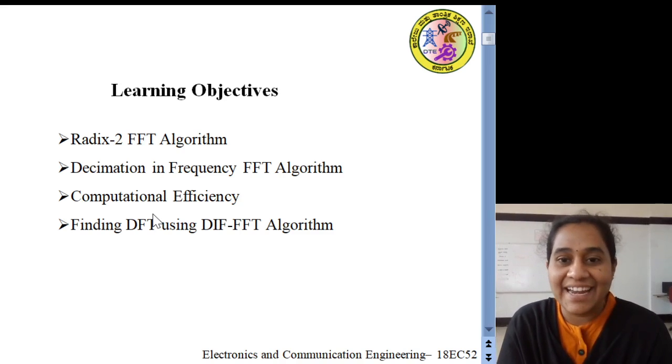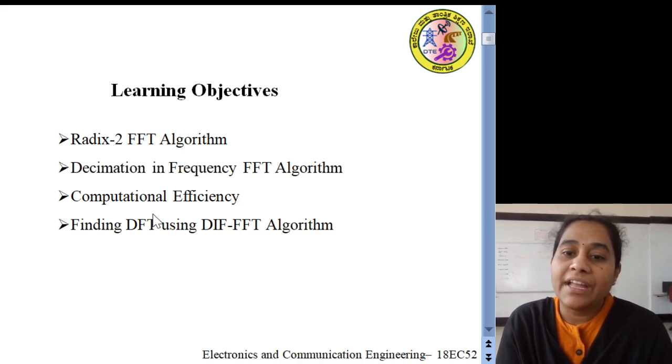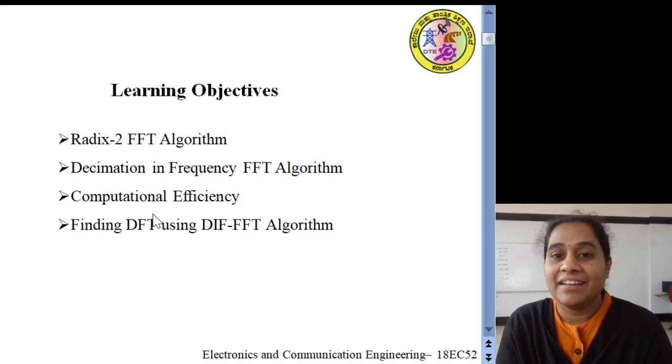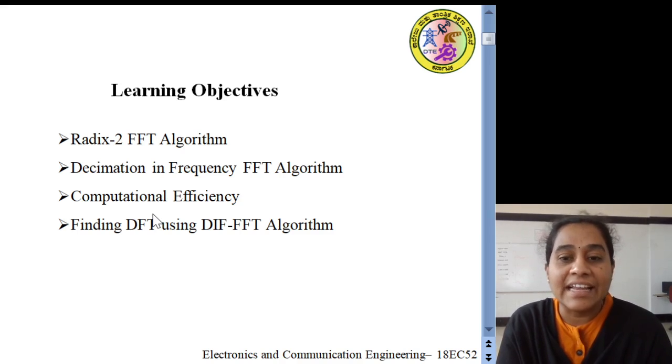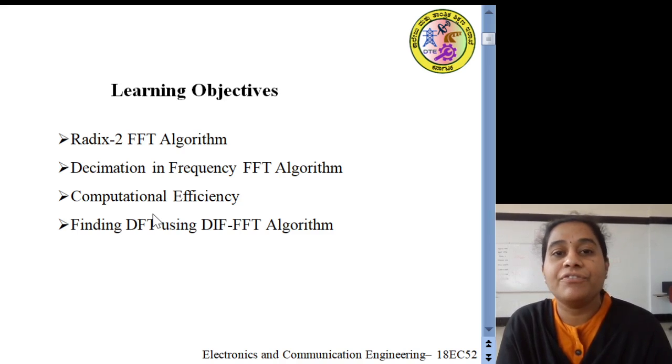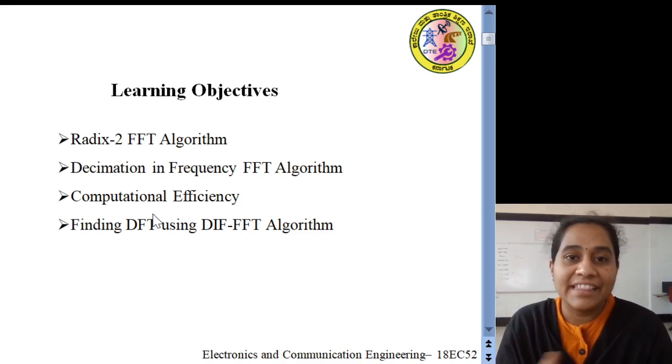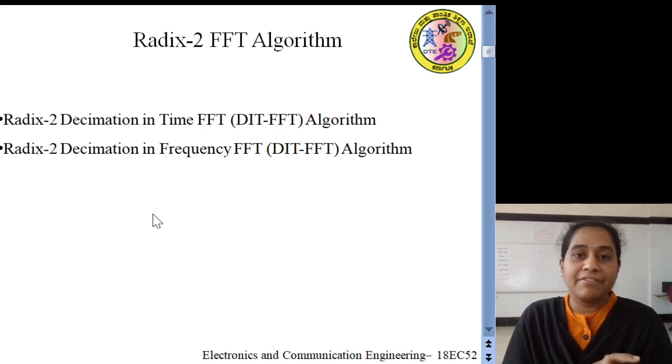Here, we will be considering the radix 2 FFT algorithm. We will begin with the radix 2 FFT algorithm. Then we will go into the decimation in frequency FFT algorithm in detail. Then we will consider the computational efficiency of the decimation in frequency FFT algorithm. Afterwards, we will find the DFT of some sequences using the DIF FFT algorithm at the end of this session. So now let us begin with this session.